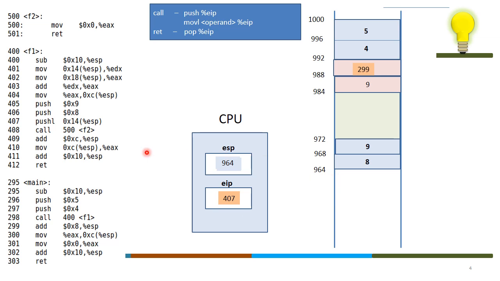964 plus 14 is 20, 984. This value will be moved here. See, EIP will be incremented, ESP will be decremented, and how it moves here. That's beautiful, right? Now call instruction is executed.